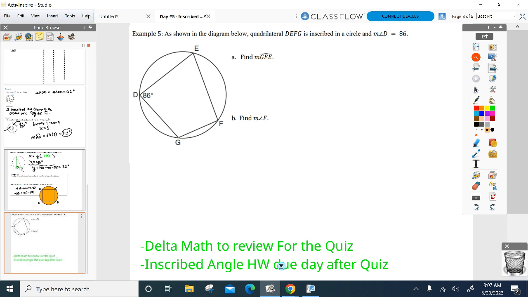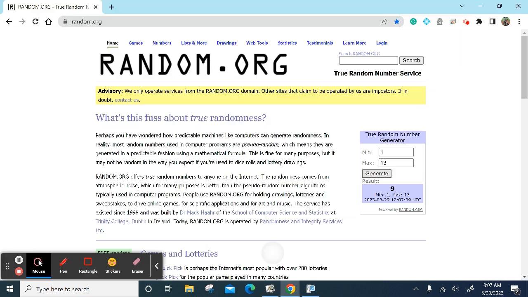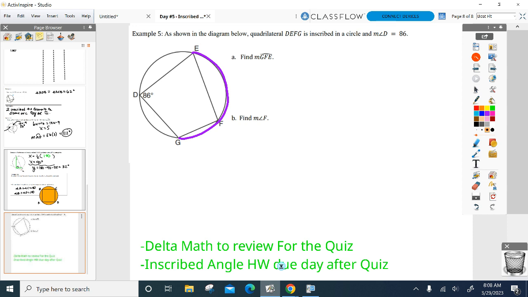Everyone see the quadrilateral inscribed there? Find GFE. So take a look. Follow the order of the letters G to F to E. How many degrees are in there? Don't overthink this. What type of angle is 86? Inscribed. How did I find it? How do you find any inscribed angle?